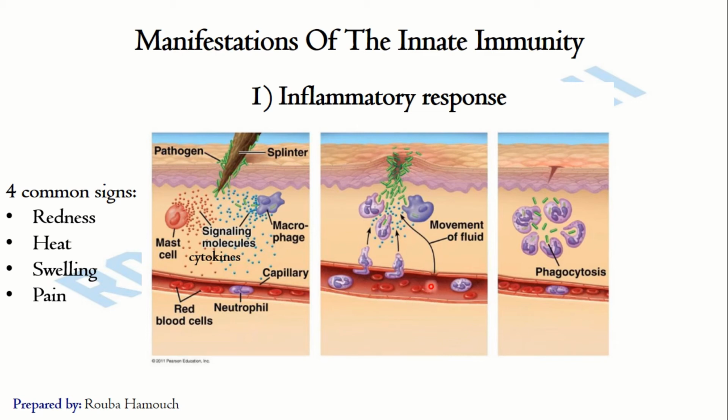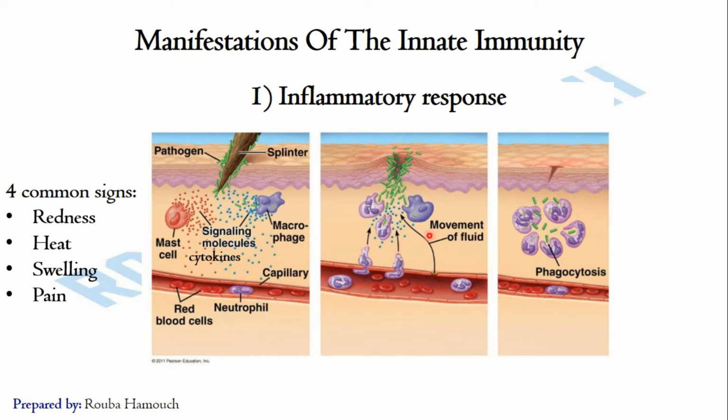The increase in the permeability of the membrane of the blood vessels and the movement of fluid and the white blood cells will cause the swelling and the pain, the sensation of pain. Why is there a sensation of pain? Due to the tissue compression, which derives from the movement of fluid and the phagocytes.